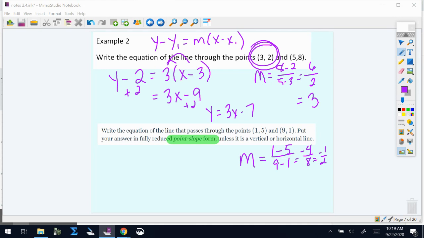You're going to pick either point. I'm just going to pick the first one, slightly smaller numbers, and I'm going to write y minus my y coordinate, which is 5, equal sign, negative 1/2 is my slope, then the parentheses, and then x minus 1. And since it wants the answer in point slope, you do not have to do any more work and do any more simplifying.